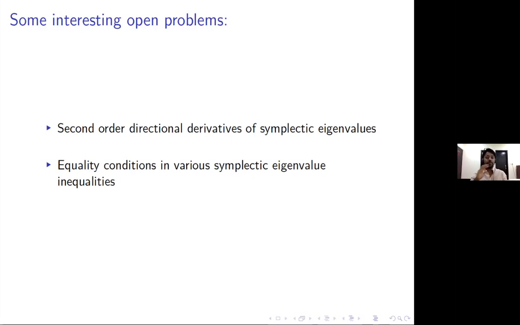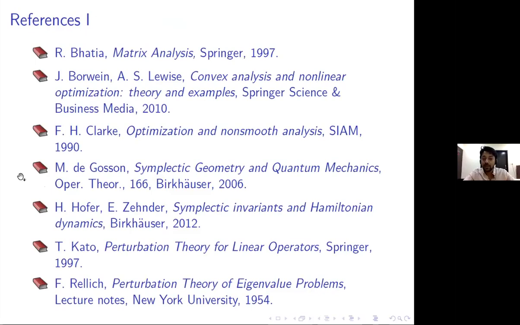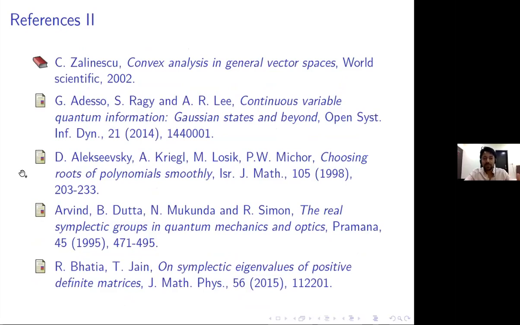Again, similar work has been done for eigenvalues of Hermitian matrices, and some interesting results have been found. So perhaps we could also get interesting results in this case. So this is it. And here are some references that proved to be crucial and on which this talk was based. So I'll just quickly go through them.